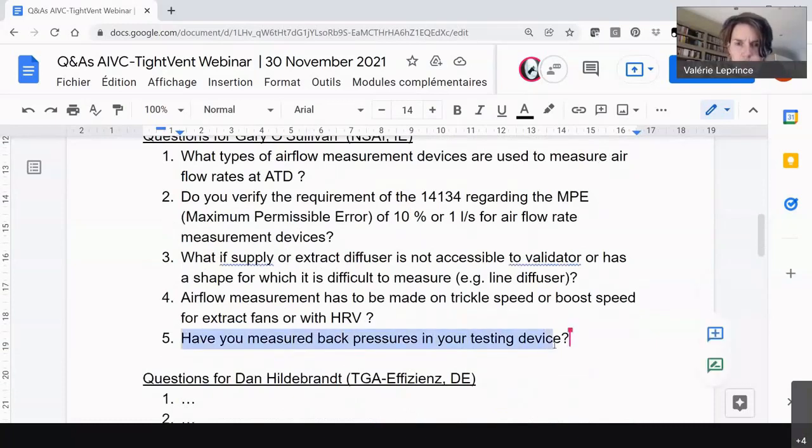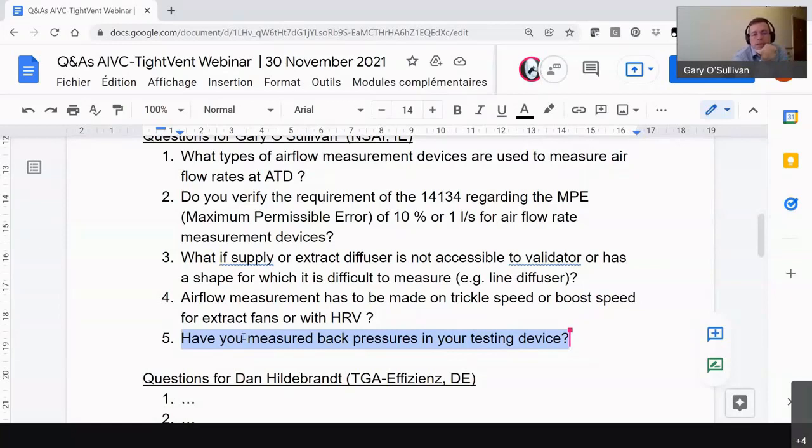Have you measured back pressure in your testing device? So I think the idea here is, when you do not use a compensating system, do you check that the pressure loss generated by the testing device is not too big? I think that's the question. Yeah, no, I know what the question is. Do we look at back pressure? No, we have the proficiency unit.